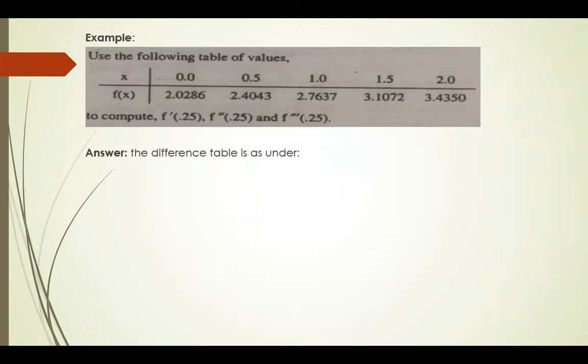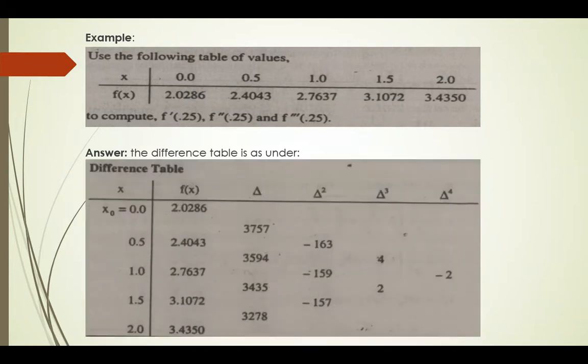Let us solve an example by the use of Newton's power difference formula. You are given a table, the values of x and f of x are there, and you need to find the first derivative of this function when x is 0.25, second derivative when x is 0.25, and third derivative when x is 0.25 by the use of Newton power difference formula. First of all, we need to construct a difference table.